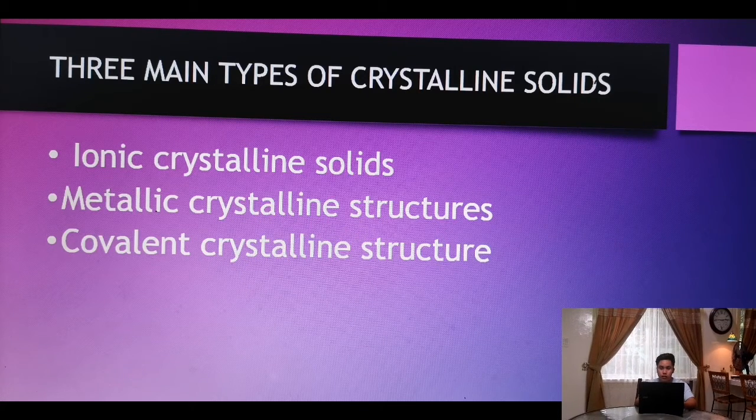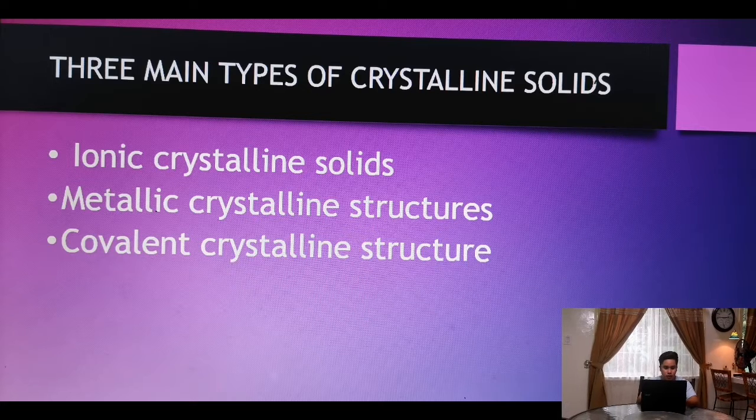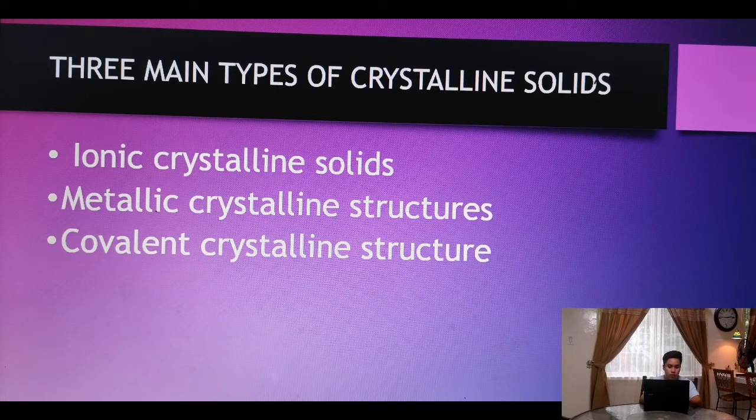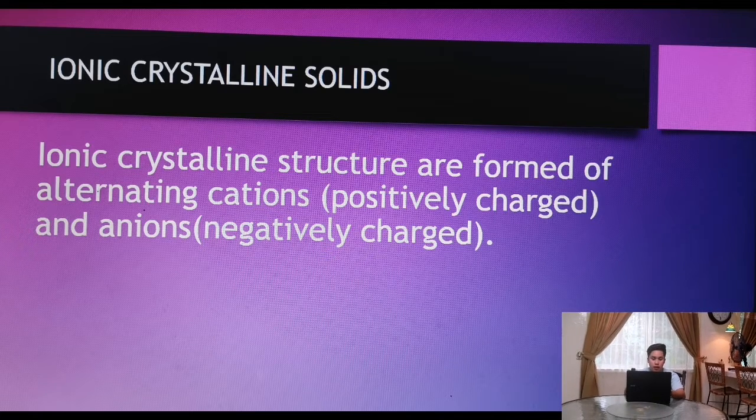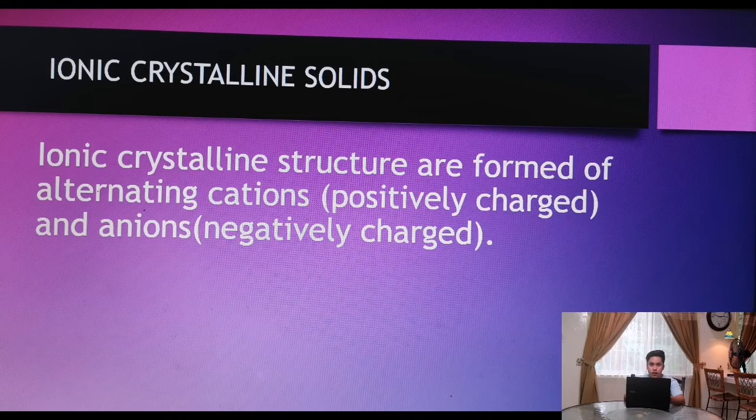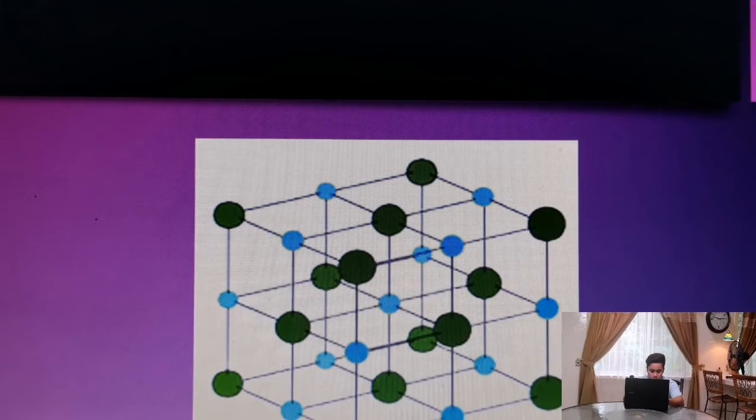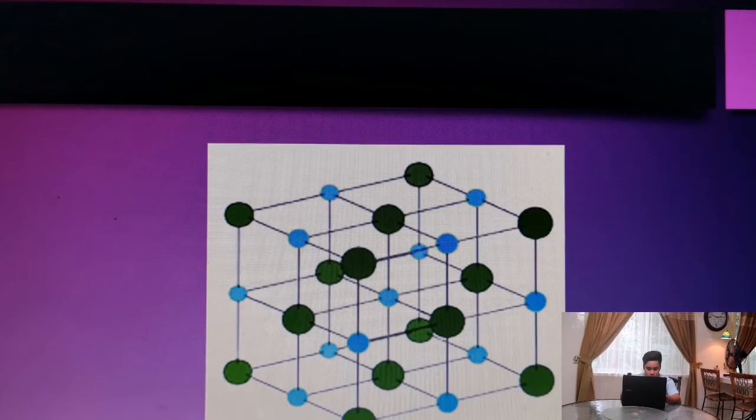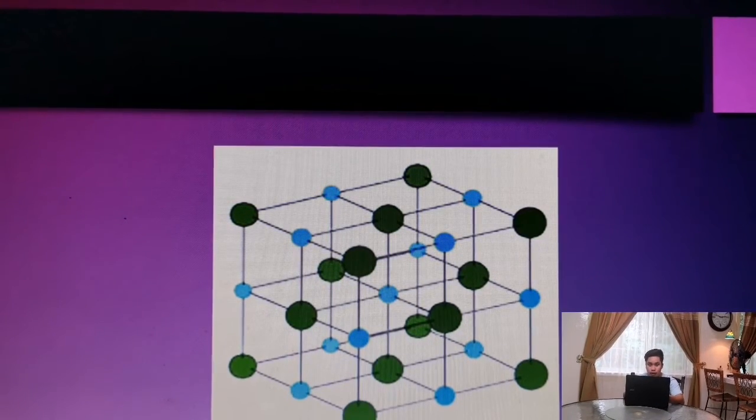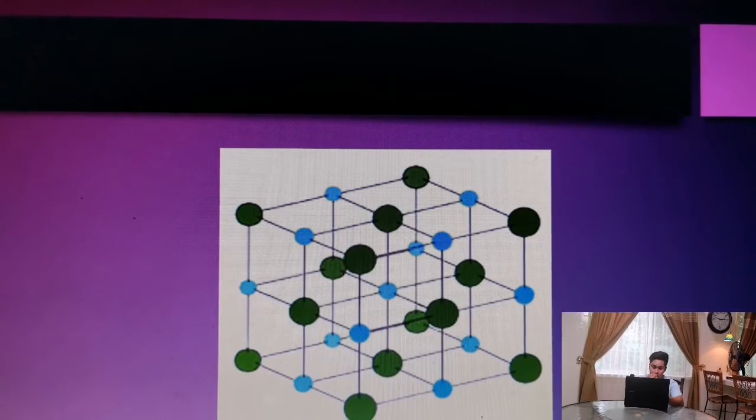There are three main types of crystalline solids. First is the ionic crystalline solids, then metallic crystalline structures, and covalent crystalline structures. So first, let us discuss what ionic crystalline solids are. Ionic crystalline structures are formed of alternating cations, which are positively charged, and anions, which are negatively charged. These types of crystals are hard and brittle. They also have high melting points. As solids, they are not able to conduct electricity, but they do when molten or in an aqueous solution.